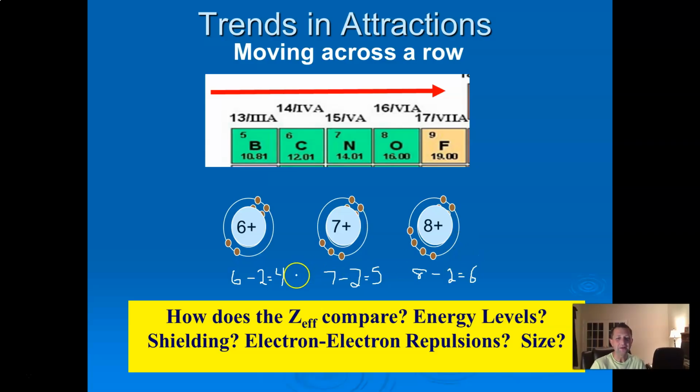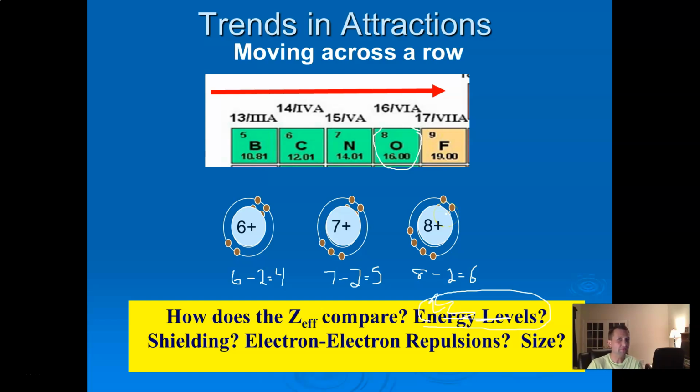There we go. So you can see that oxygen has a greater attraction. Its valence electrons have a greater attraction to the nucleus. You could figure that out formally by finding Zeff, or you could think it through. How do your energy levels compare? Well, all of these are in energy level 2. So for energy levels, it's a tie. You don't worry about it. Anytime you're comparing elements within the same row, you're not going to worry about number of energy levels. It's going to be a tie.